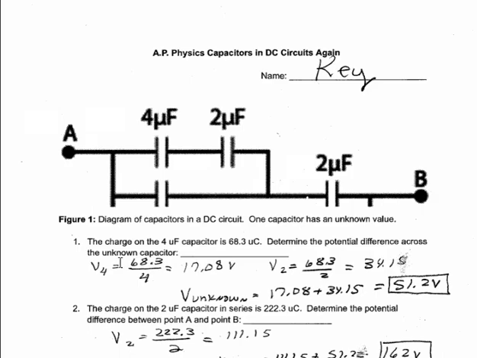So I get the volts on the 4 by dividing the charge by the capacitance to get 17.08. And then the volts on the 2, likewise, I'm taking the same charge divided by 2 and get 34.15. I add those 2 volts together. 51.2 volts is the total across this branch here. Therefore, 51.2 volts must be the voltage across the branch on the parallel side as well.